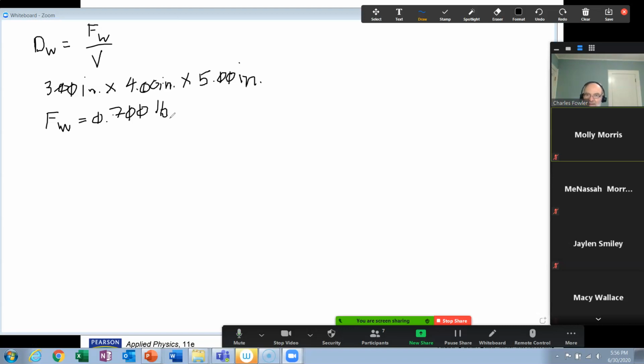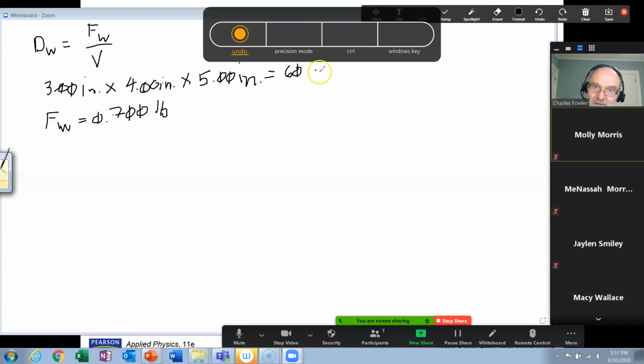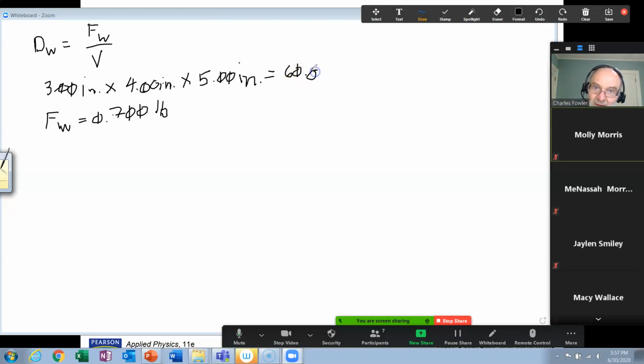So here's a couple of ways to go. I think it would be easier to calculate this in cubic inches, which means you just multiply each of these dimensions together. Okay, so let's just do that. That's going to be fairly easy to do, and that's going to be 20 times 3 is 60.0 cubic inches.